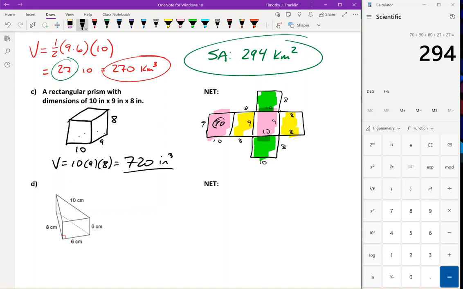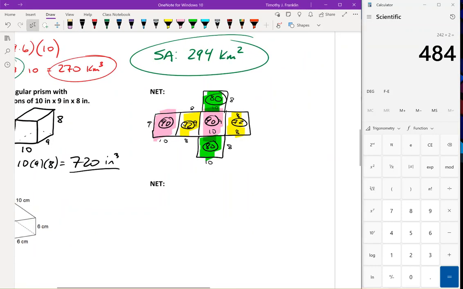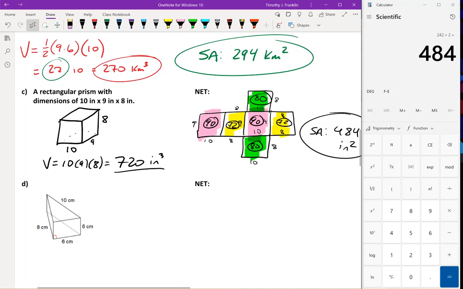So we have a side that's 90. We've got 2 of those. We've got 2 sides that are 72 and 2 sides that are 80. So 90 plus 80 plus 72, and we can just multiply that total by 2 because there's 2 of those, and we get 484 inches squared. And again, you don't need to draw the net every time, but if it helps you, definitely do it.